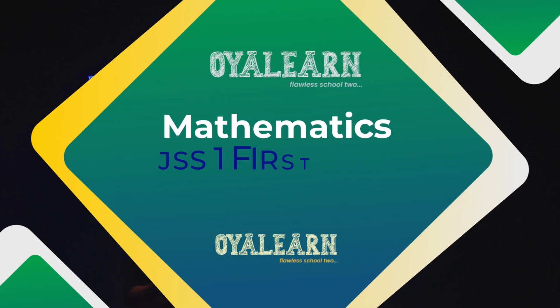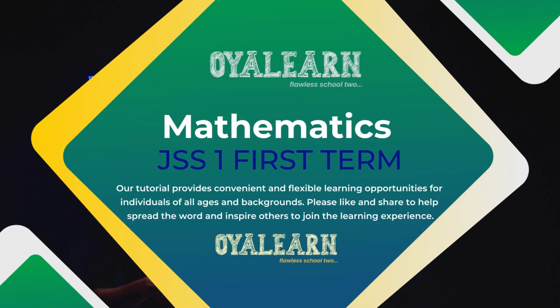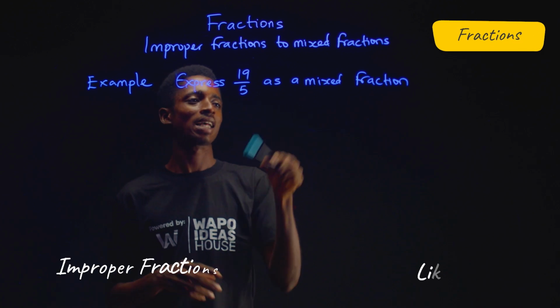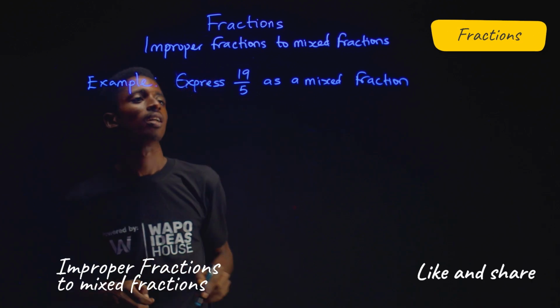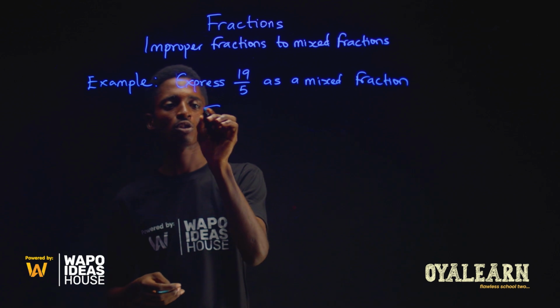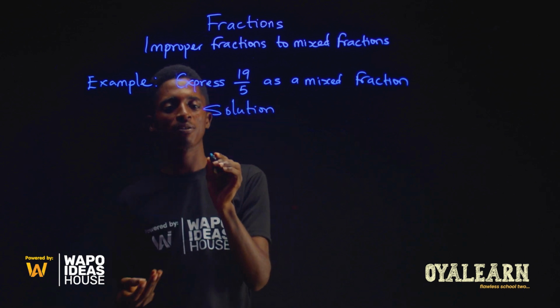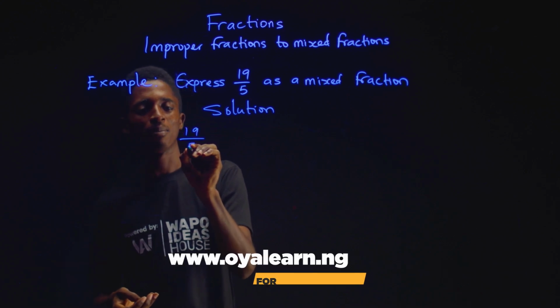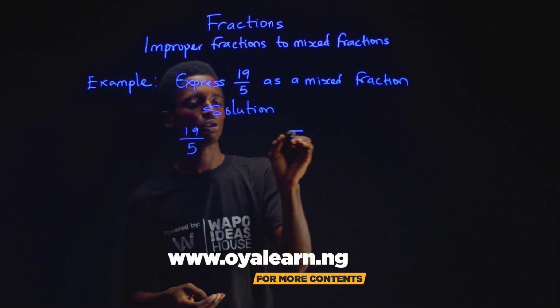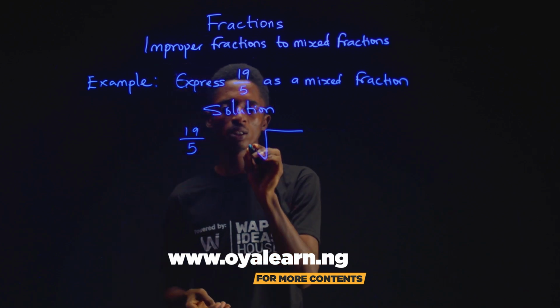Here's another example where we are to express 19 over 5 as a mixed fraction. Solution. That is, we're going to divide 19 by 5. And to do this, we apply the long division method.